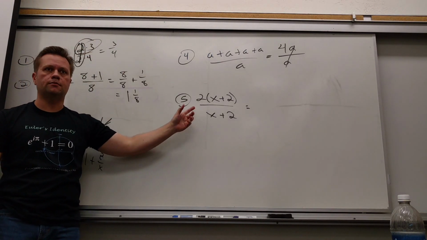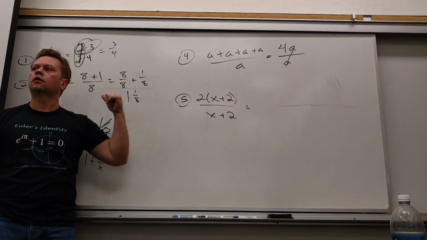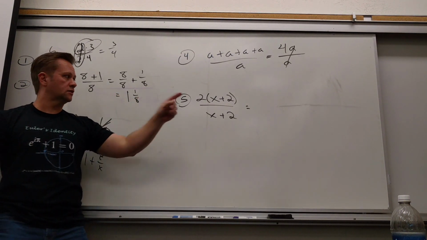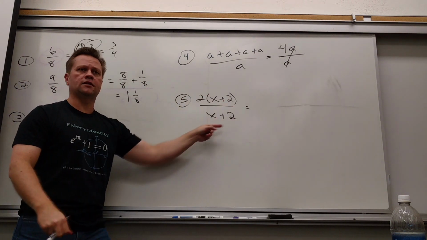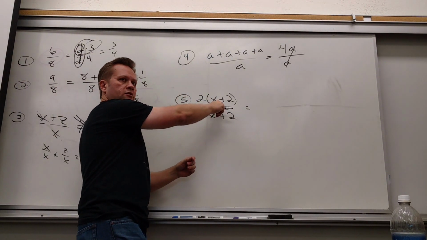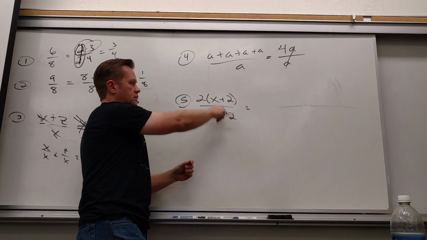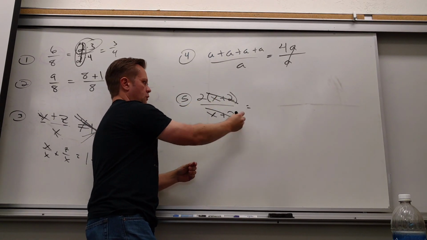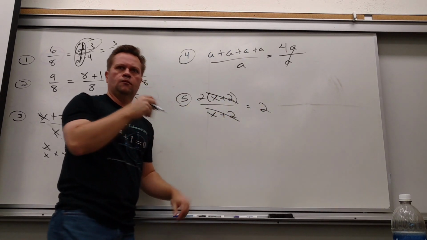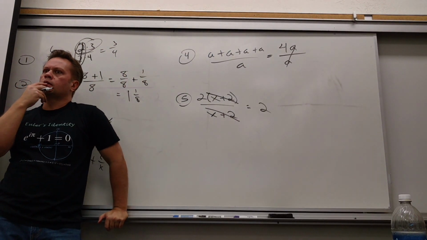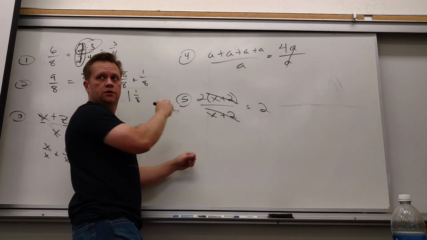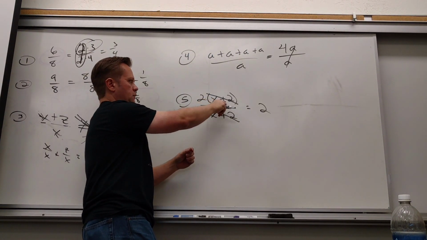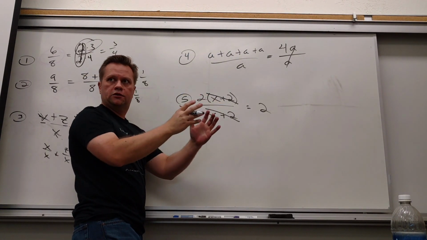So what's the same on the top and bottom? X plus 2. Does the top or the bottom have an x? No, there's no x's in there anywhere. I see an x plus 2, and a 2, and an x plus 2. So what's the same on the top and bottom? X plus 2. So what's the answer? 2. Wait, but they're being added, not multiplied. But the 2 times, right? Is there a times there? Yes, there is: 2 times x plus 2, divided by x plus 2.